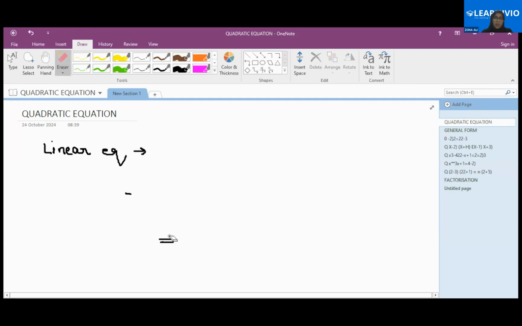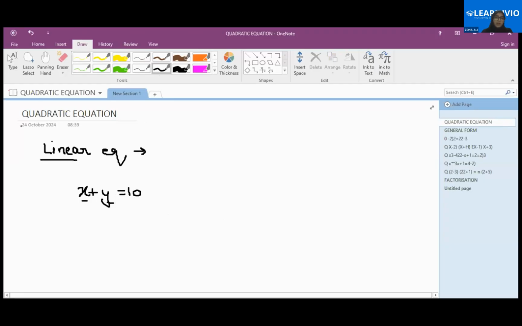Now, you have studied linear equation in both one variable and two variables. Can you give me an example of linear equation of two variables? x plus y equals 10. x plus y is equals to 10. This is the example of a linear equation in two variables. Here you can see there are two variables. So this is your linear equation.